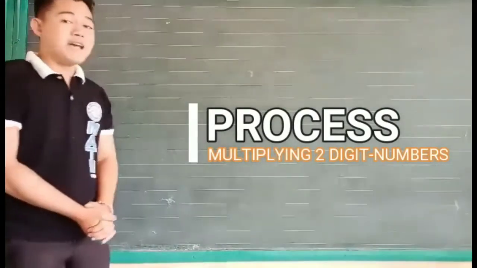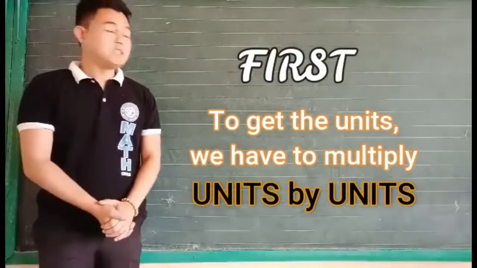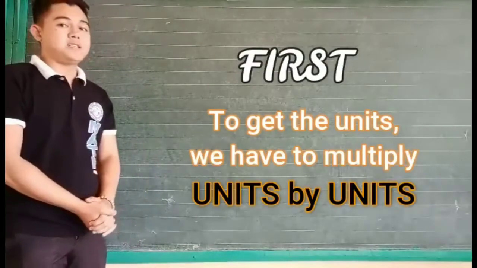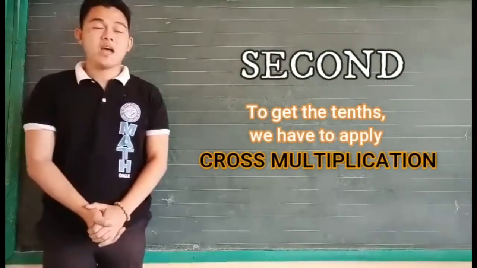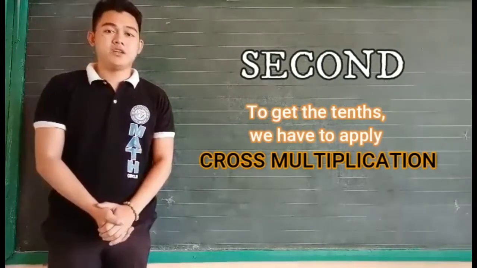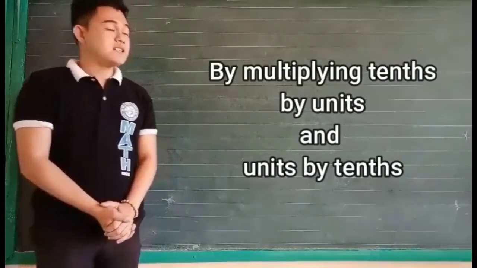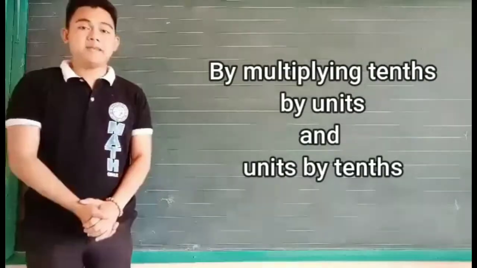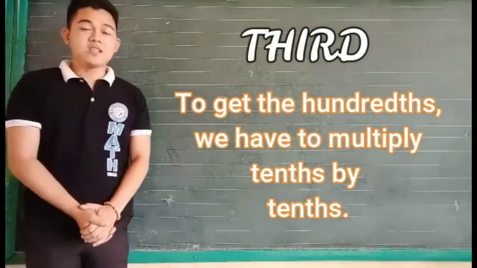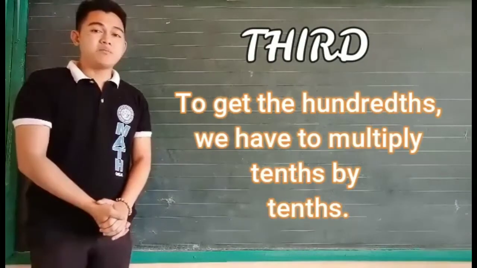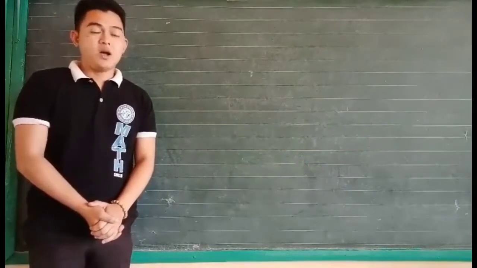First, to get the units, we have to multiply units by units. Second, to get the tens, we have to apply cross multiplication by multiplying tens by units and units by tens. Third, to get the hundreds, we have to multiply tens by tens. Okay?